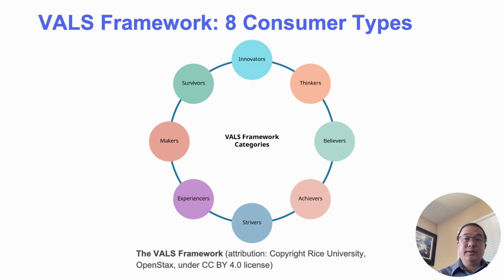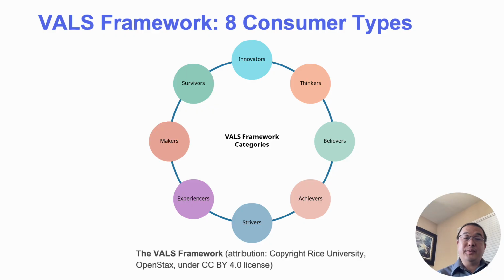Number 2, thinkers. The characteristics are they are well educated, logical, practical, and value knowledge. The buying behavior is they research products carefully and they compare features before purchasing. Examples include reading product reviews before buying a laptop, or choosing products based on quality instead of advertising.